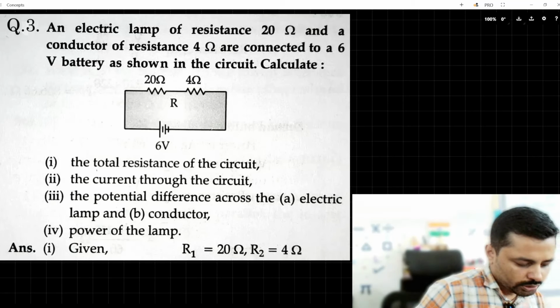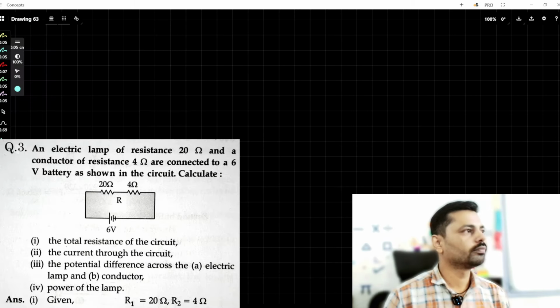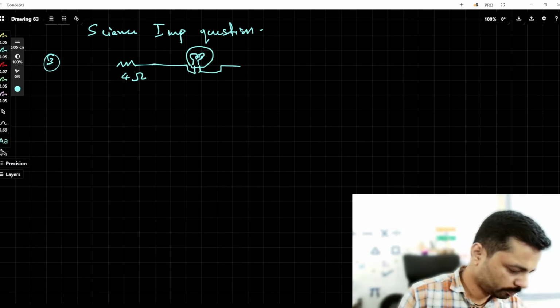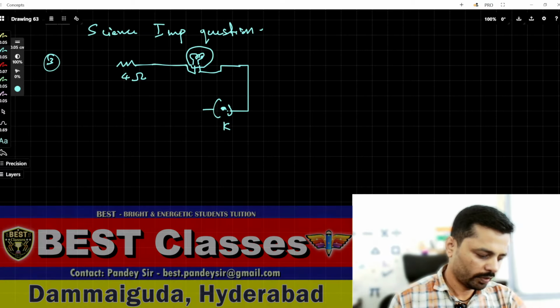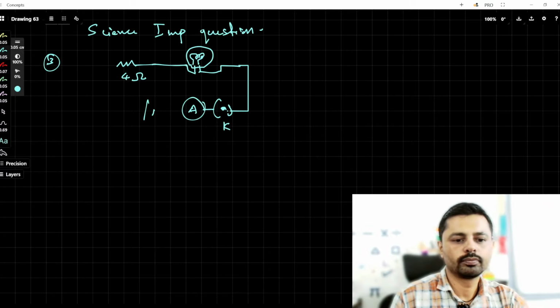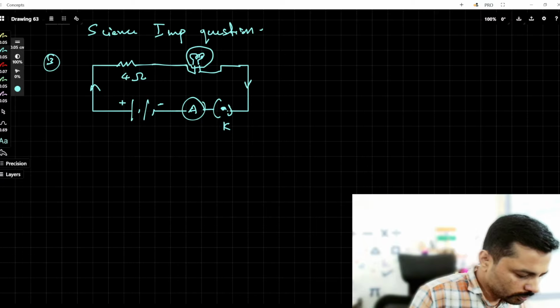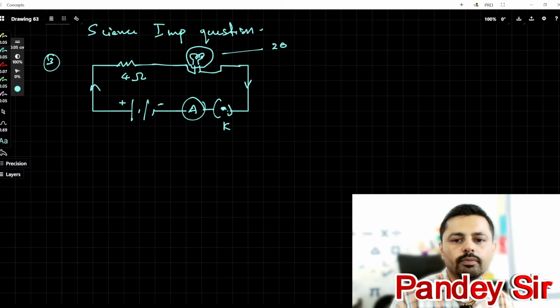An electric lamp of resistance 20 ohm and a conductor of resistance 4 ohm are connected to a 6-volt battery. So there is a resistance of 4 ohm, then a key. This is what they gave, and then the resistance is 20 ohm. So this electric lamp has 20 ohm resistance.